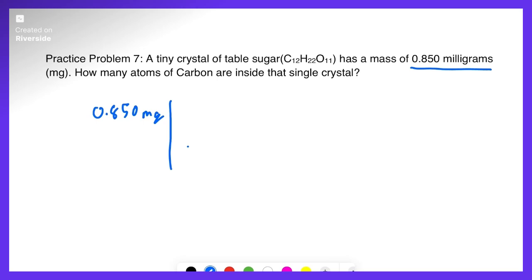So we know that, let's get this to our base unit, grams. Because once we have grams, we can interconvert from grams to molar mass or grams to moles. So now that we know that there's 0.850 milligrams, let's figure out how many grams that is. We know that there's 10 to the 3 milligrams in 1 gram, right? So let's write that down. 10 to the 3 milligrams in 1 gram.